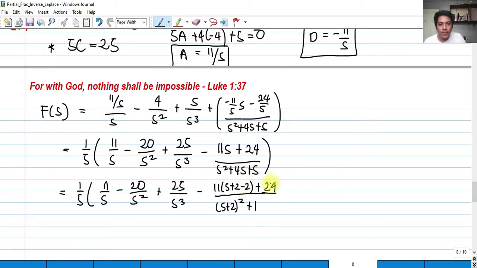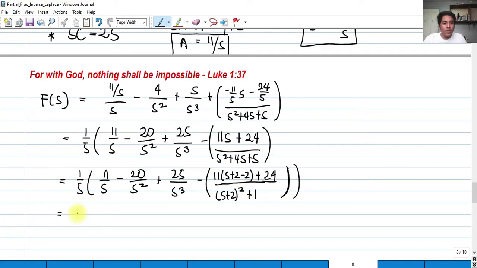This should be in parentheses because we already factored out the minus sign, along with the negative sign. So we make the numerator the same form as the denominator because there is a Laplace table suited for that. So we have 1 over 5, just please bear with me, 11 over s minus 20 over s squared plus 25 over s cubed. What will happen here? I can separate this into 2.